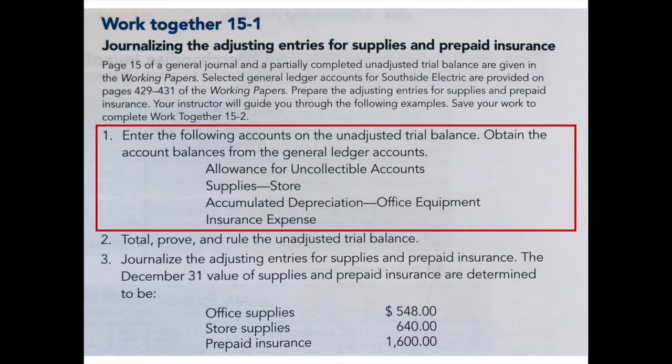So the first thing in the problem, it says enter the following accounts on the unadjusted trial balance. Obtain the account balances from the general ledger accounts. So we are going to add those 4 accounts to our unadjusted trial balance, and you can see there are some blank spaces in there where we're going to put them. And our balances will come from the accounts in our general ledger, which are on pages 431, 432, 433 of your working papers. Make sense?